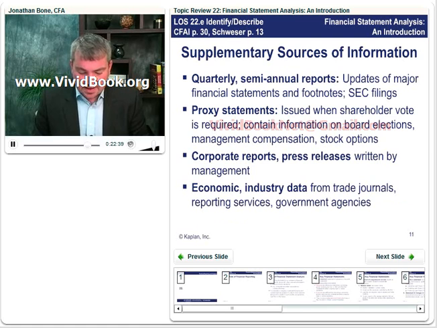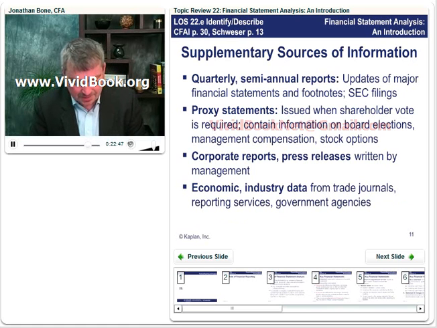Okay, we're also asked to be a little bit aware of supplementary sources of information. So what other information can we get hold of that will help us, essentially? So we've got quarterly and semi-annual reports. We've mentioned these already. If you're a listed company, if you're listed in the US, the SEC requires you to produce quarterly accounts. And these are just updates of your major financial statements: balance sheet, income statement, cash flow, and footnotes. Of course, if you're operating normally within Europe, then most of the exchange requirements are for semi-annual reporting.